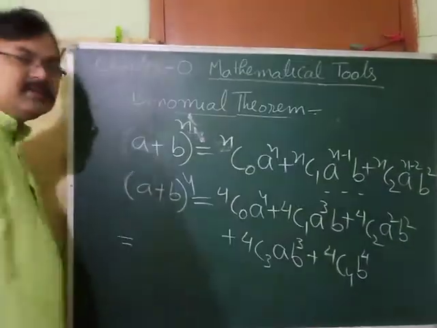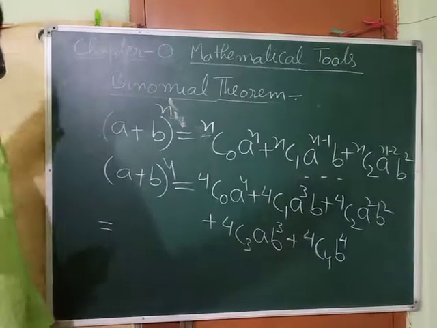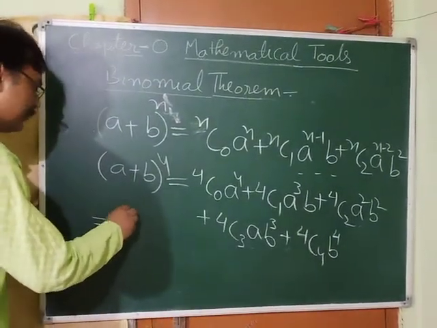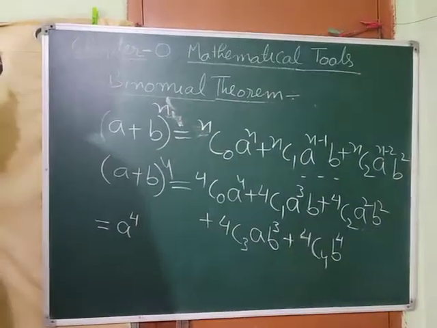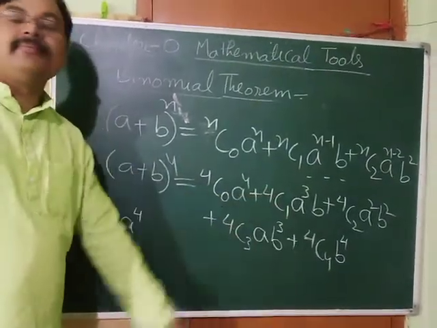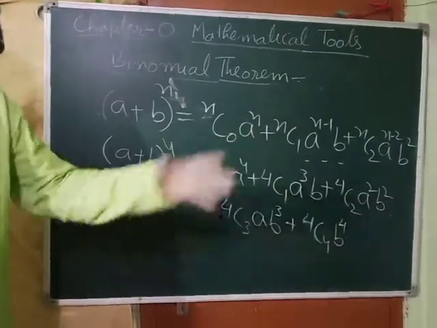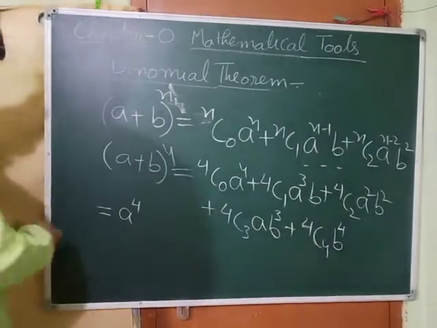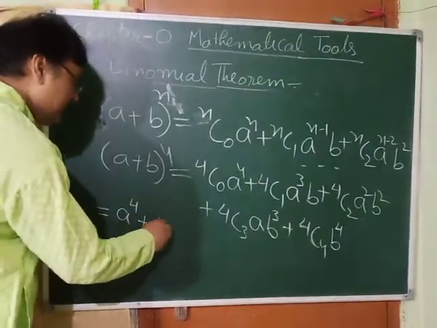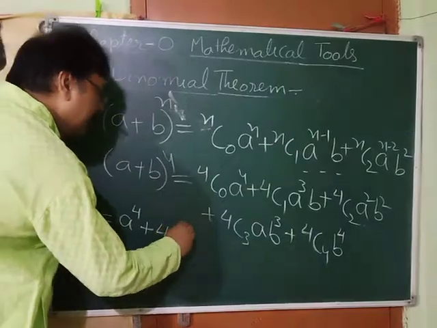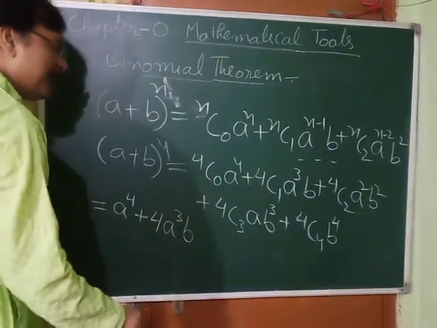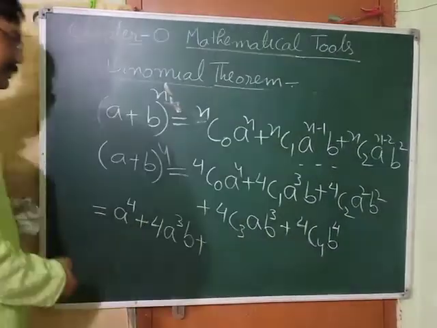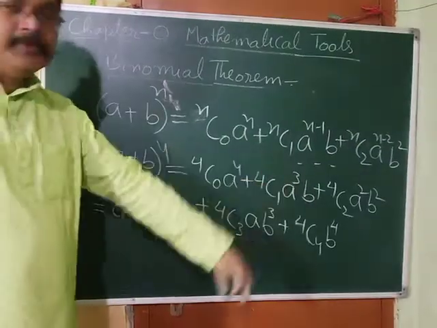NC0 is how much? It is 1. So 4C0 is also 1. So what you will get? a raised to the power 4. Now, what is the value of NC1? It is n. 5C1 is 5, 10C1 is 10, 4C1 is 4. So what you will get? Plus 4a cube b.